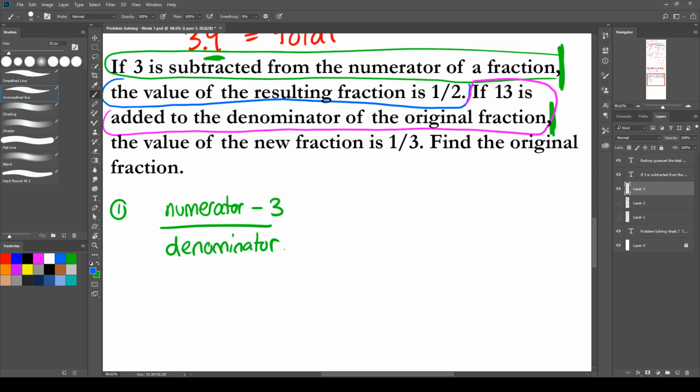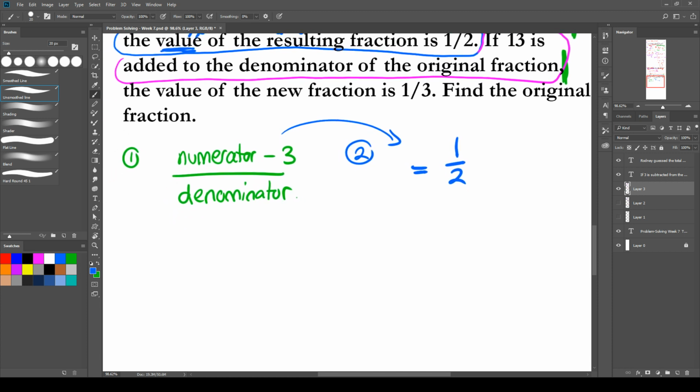Second sentence they give me, they say that the value, so value is like number, so I'm just going to use a hashtag sign as a way of telling you the number. So the number of the result, as we talked about before, result is another way of saying answer or equal sign. So the number of the answer is a half. So they're saying that whatever this was, it's equal to a half. Okay.